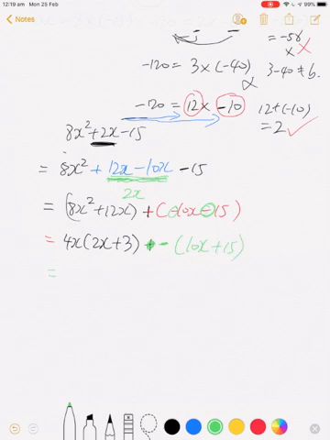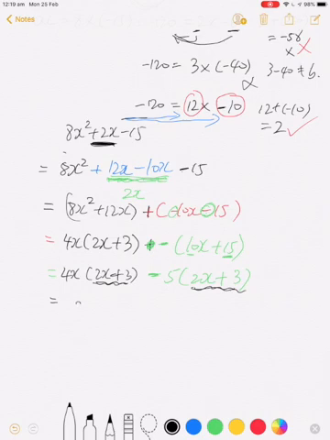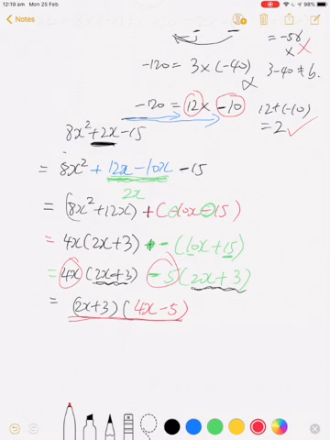Let's continue. We have 4x times (2x plus 3), minus. Looking at 10 and 15, the common factor is 5, so 2x plus 3 is left. Now the common factor is 2x plus 3, so we take it out. We have 4x left from the first part and negative 5 left from the second. So this will be your final answer for example 15.